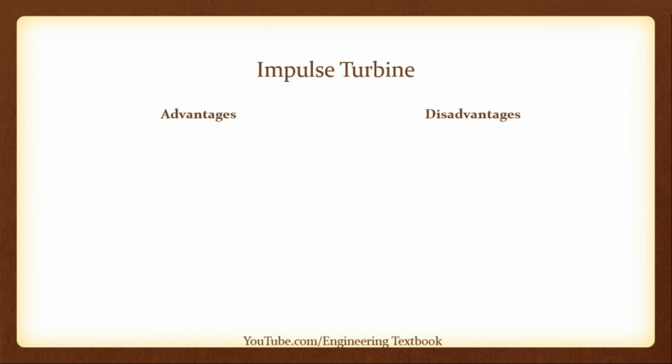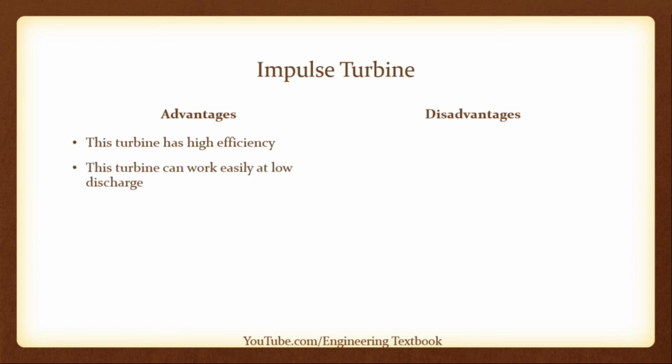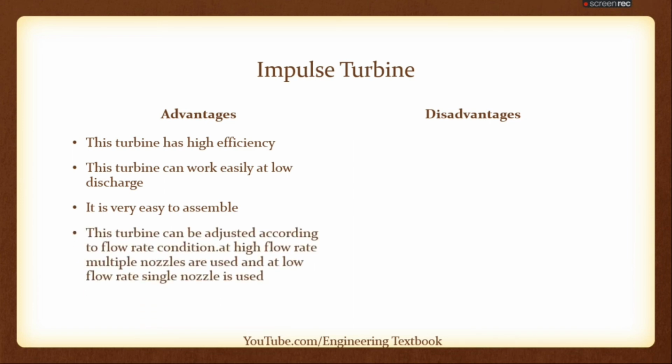Now, let's see some advantages and disadvantages of impulse turbine. First, let's see the advantages. This turbine has high efficiency. This turbine can work easily at low discharge. It is very easy to assemble. This turbine can be adjusted according to flow rate conditions. At high flow rate, multiple nozzles are used, and at low flow rate, a single nozzle is used.